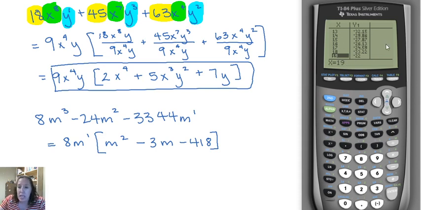You can also use this same technique if you're trying to simplify a square root function, or anything where you're looking for factors of a number.